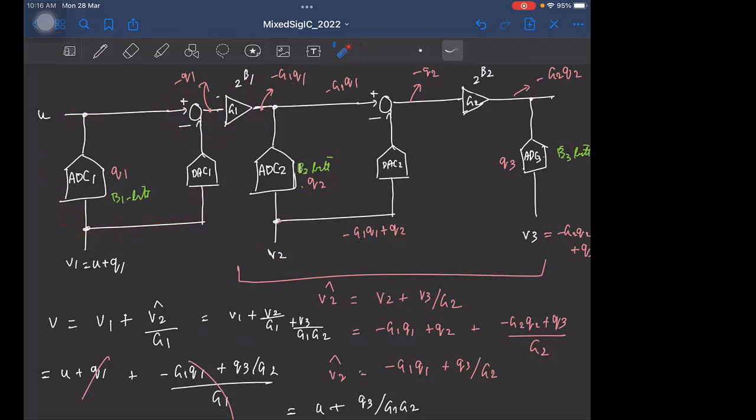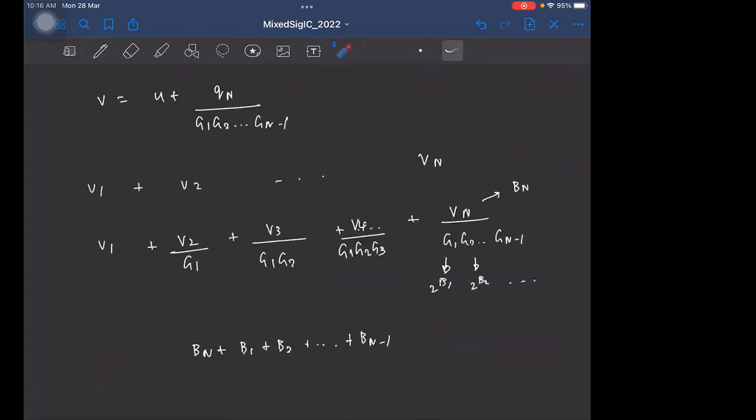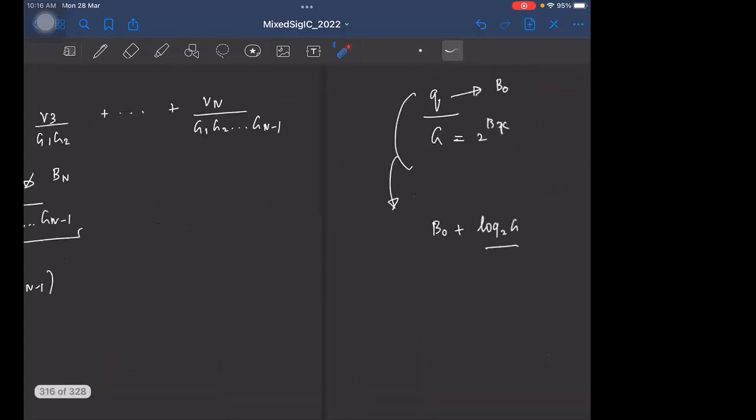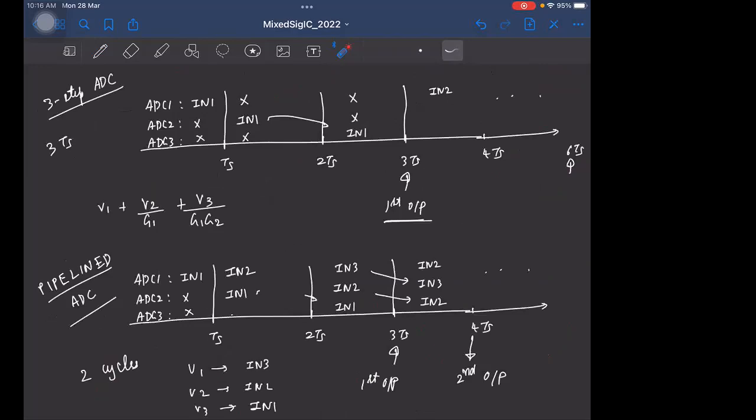Overall, when you do it properly, the quantization error or any error that is added by the initial ADCs gets completely cancelled. And you end up only with the quantization noise of the final ADC, and that gets divided by the overall gain it sees before it, in this case the two gains, G1 and G2, right? And you make sure that we are not compromising on the sampling rate.